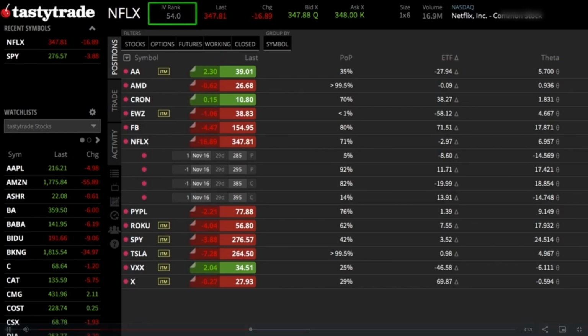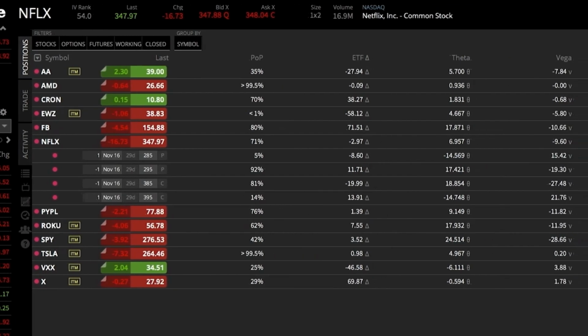It has an IV rank of 54, meaning the current IV percentage is right in the middle of the range for the past year, just like you learned earlier in the course. The stock price is currently around $348, and it's down $16.50 today. 17 million shares have traded today, so you know it's a very popular and liquid stock. Let's take a look at the Positions tab, where I can see all of my positions.